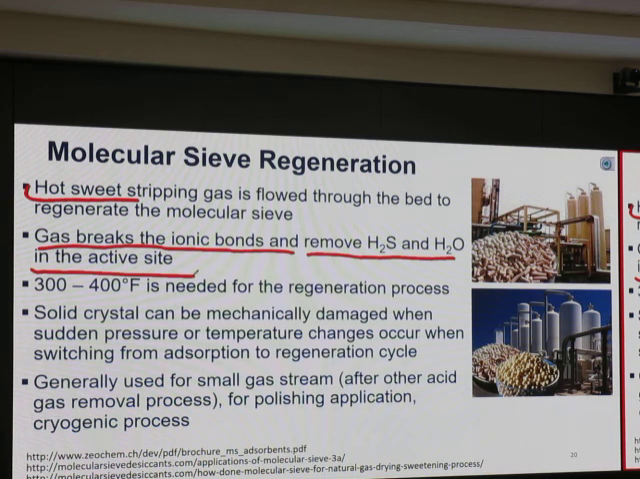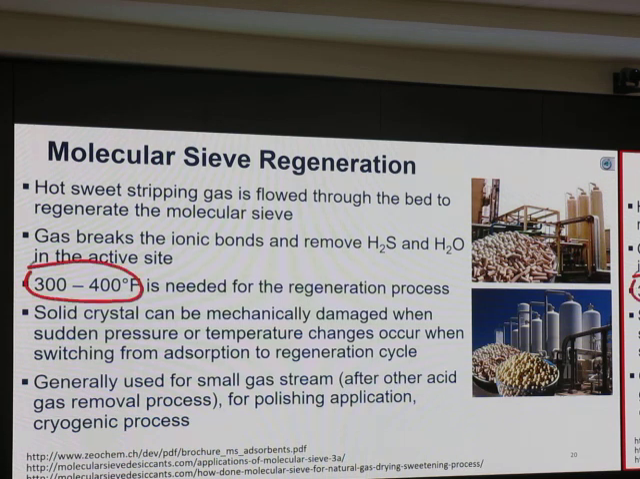When we use it, we have sour gas coming in and sweet gas going out. When we use it for a while, it stops working, and we have to regenerate it. To regenerate it, we heat it up and put in hot sweet stripping gas. Basically, natural gas with no H2S in it helps remove anything attached to the active site and makes it work again.